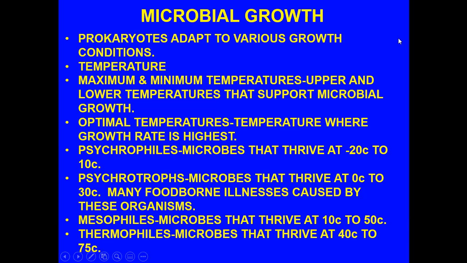Now, prokaryotes can adapt to various growth conditions. When we talk about temperature, there's a maximum and minimum temperature, the upper and lower temperature ranges that support microbial growth. There is the concept of the optimal temperature. This is the temperature where the growth rate is highest. So certain organisms will thrive at an optimal temperature. But when we say optimal temperature, well, that depends. Here's the key.